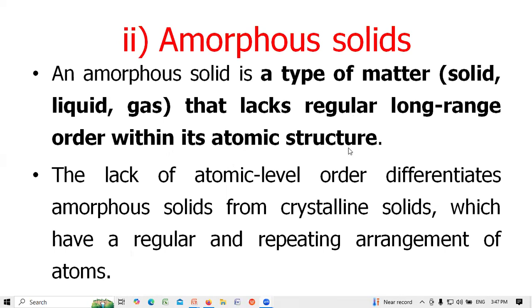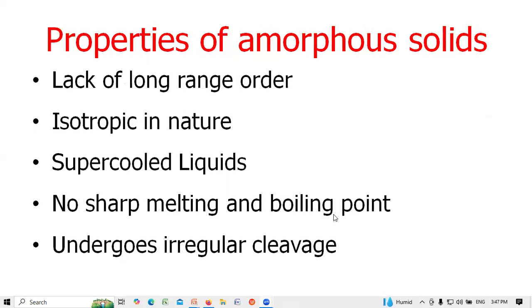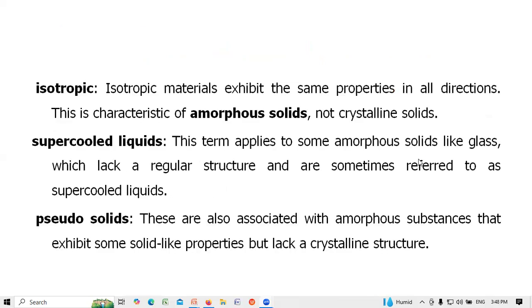Amorphous solids. An amorphous solid is a type of matter, solid, liquid, or gas, that lacks a regular long-range order within its atomic structure. The lack of atomic-level order differentiates amorphous solids from crystalline solids, which have a regular and repeating arrangement of atoms. Properties of amorphous solids: lack of long-range order, isotropic in nature, supercooled liquids, no sharp melting and boiling points, and they undergo irregular cleavage.